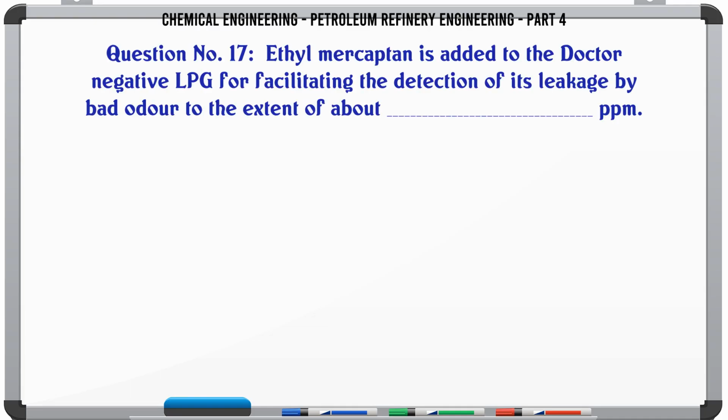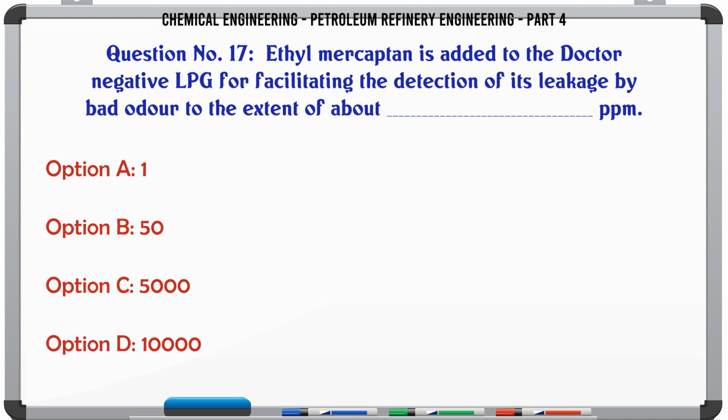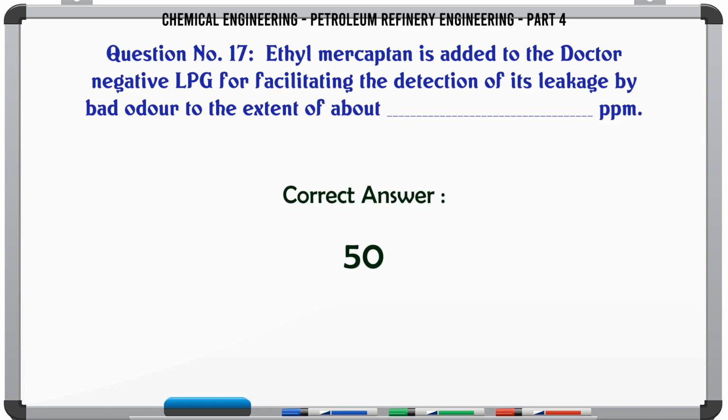Ethyl mercaptan is added to the odorless LPG for facilitating the detection of its leakage by bad odor to the extent of about how many ppm: A. 1, B. 50, C. 5000, D. 10,000. The correct answer is 50.